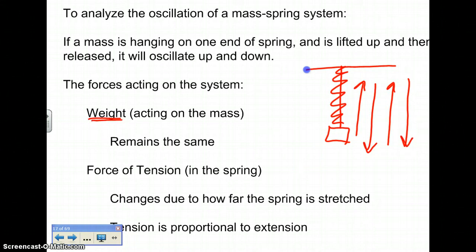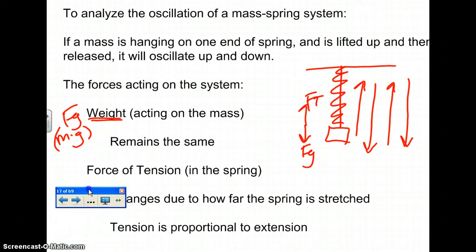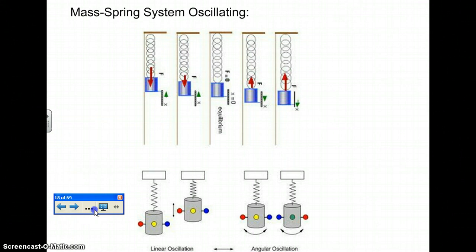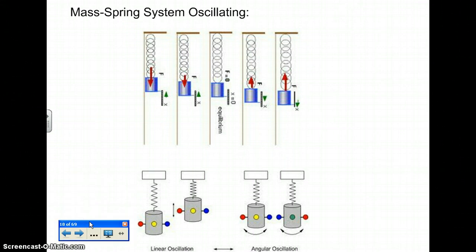So the weight, meaning F of G, meaning M times G, is acting on the mass. It remains the same throughout, so this is going to be your constant on here. Your F of T is going to be the tension in the string. So in essence, we have an F of T that's working opposite F of G. It changes due to how far the spring is stretched or compressed, and tension is proportional to that extension or that compression.